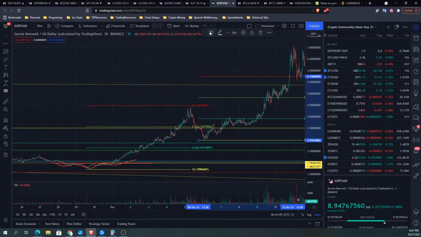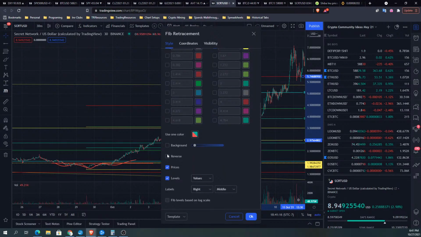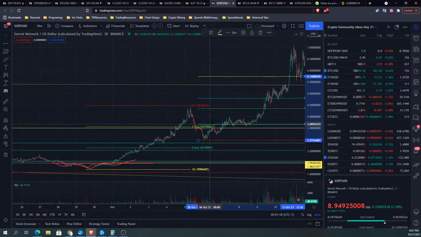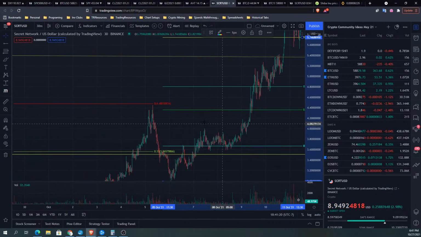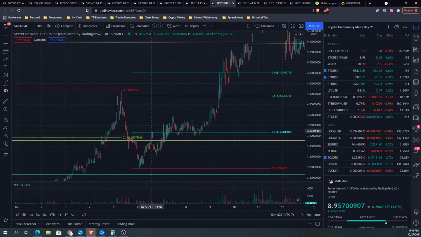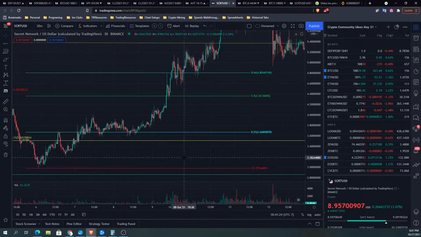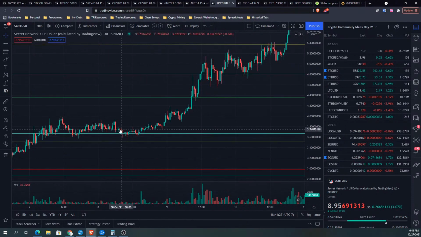Where's 25? Backwards. Boom, boom. There you go. So you can see 25 is basically this double bottom level. Look how the market actually set up this floor right off of that level.